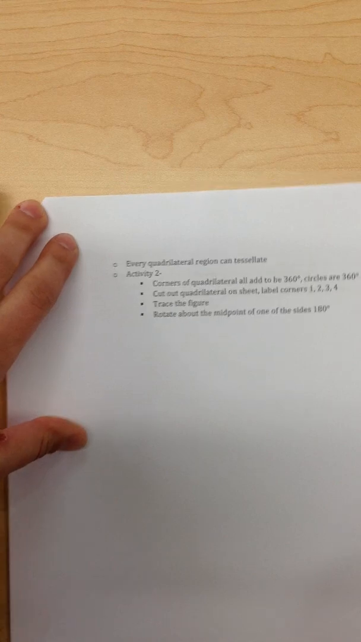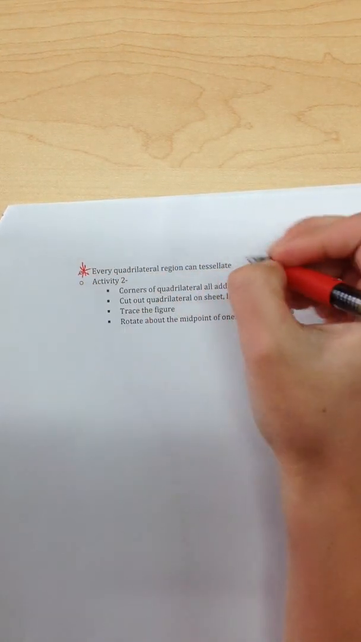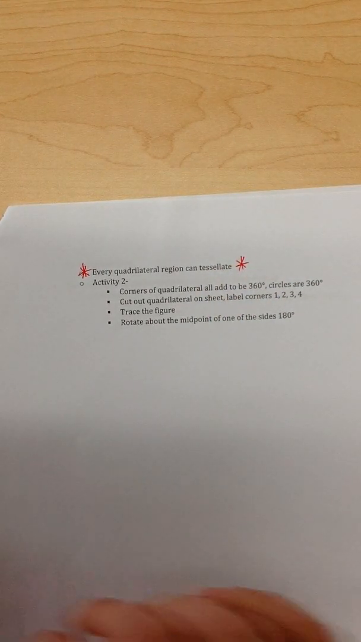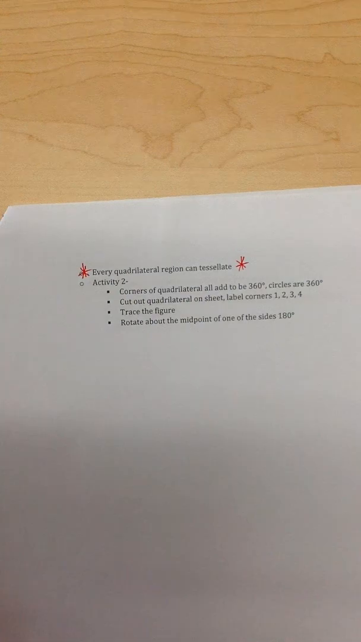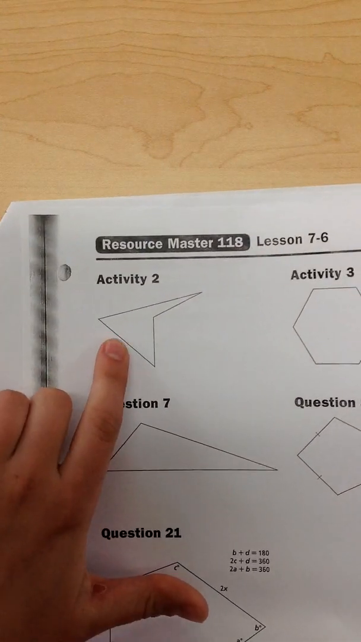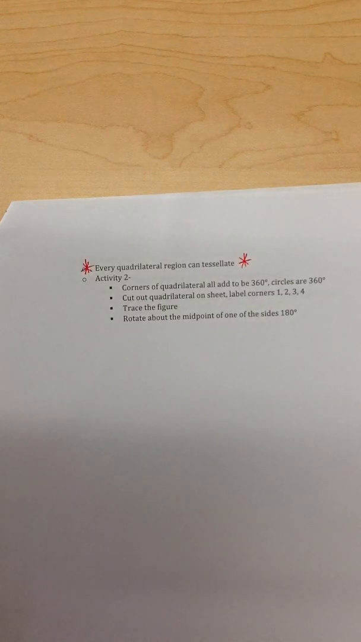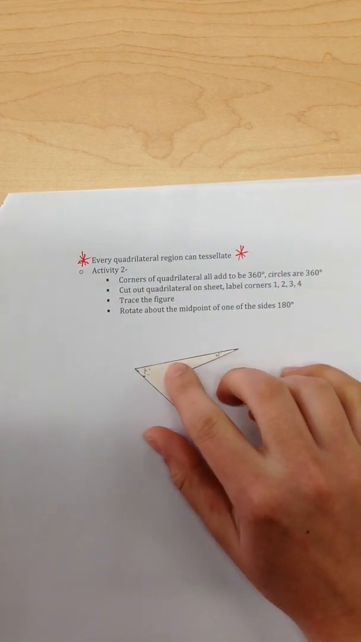So this one is every quadrilateral can also tessellate the plane. Or quadrilateral region, I guess. So here the example they want us to use is back on this sheet here. It's this one for activity 2. It kind of looks like a weird boomerang type thing. So I've got that one cut out.